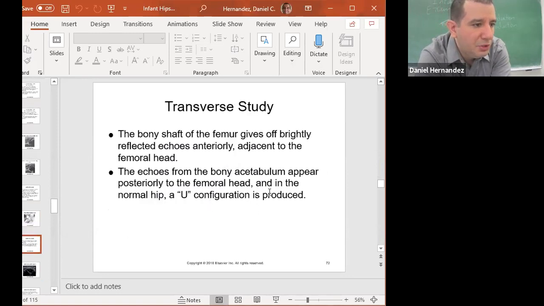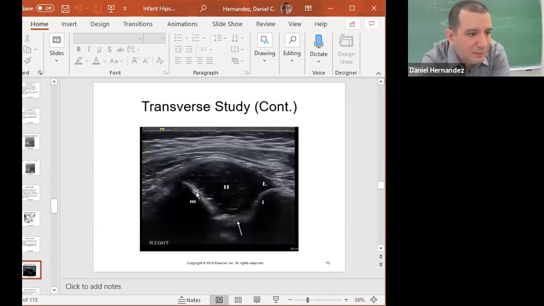So we get that U-shaped configuration. Again, some people refer to this as a champagne glass appearance. This is your metaphysis, your femoral head, your ischium, labrum over here. So you're looking for the femoral head to sit nicely within this groove, within this U. So if you see a femoral head that's elevated or raised, that would be an indication of dysplasia.